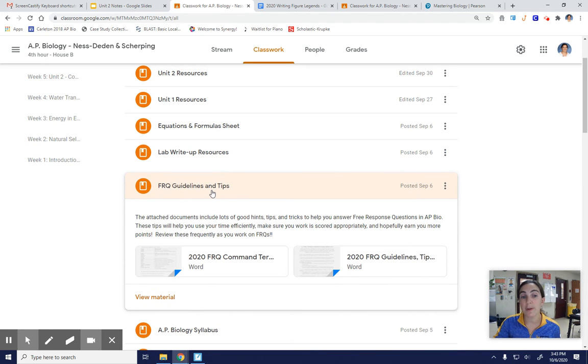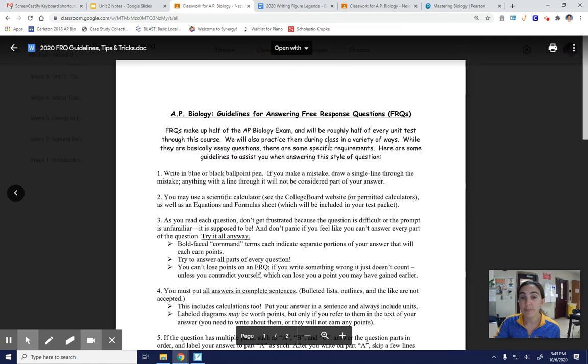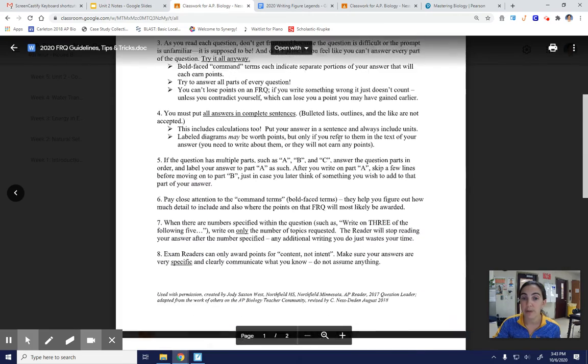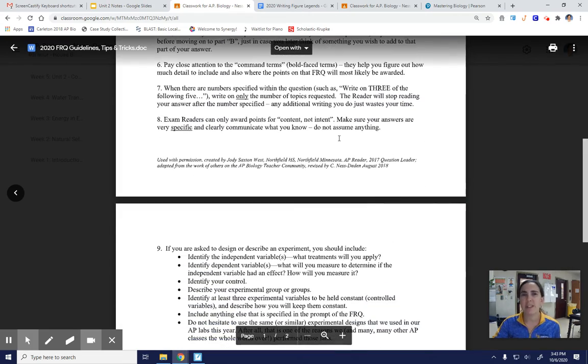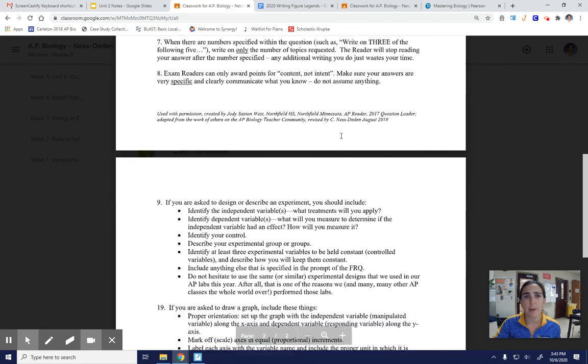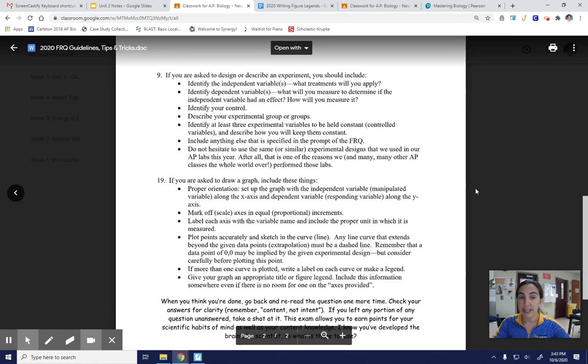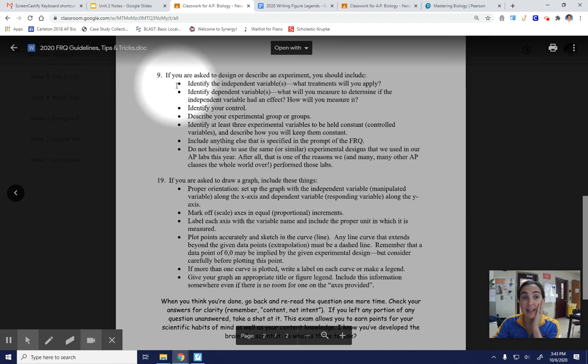The other place that you can go for help on even writing lab write-ups, but also FRQs, is there's another post on here called FRQ Guidelines and Tips. And if we open this document on the right, it has a whole bunch of information that's really helpful when answering free response questions. Some of it is just kind of technical stuff we'll talk more about when we get closer to the exam. But the ones I wanted to point out right now, like I said, a lot of FRQs ask you to design or describe an experiment.